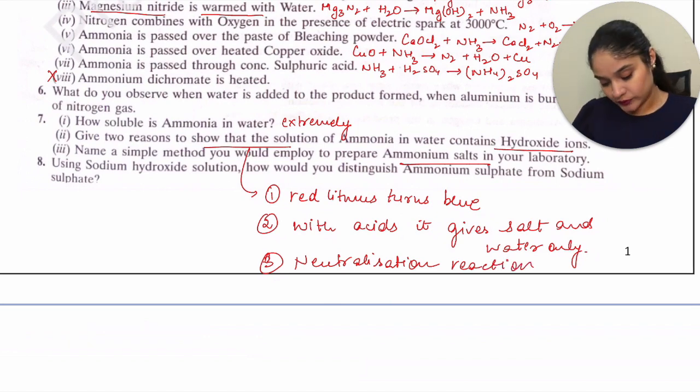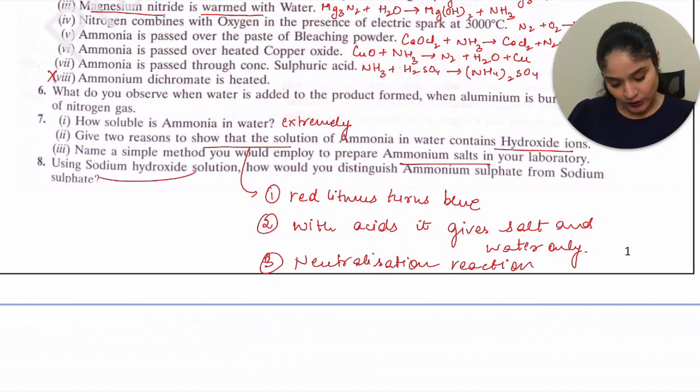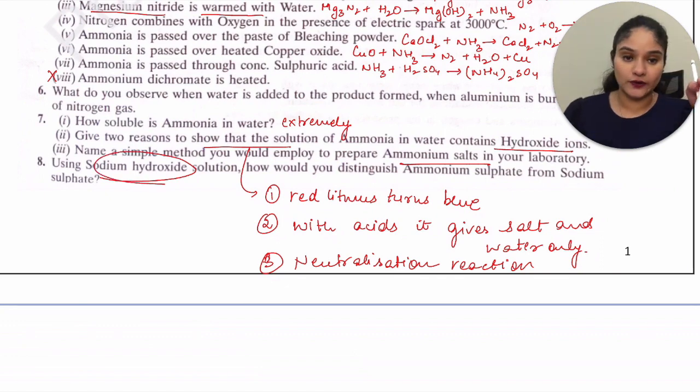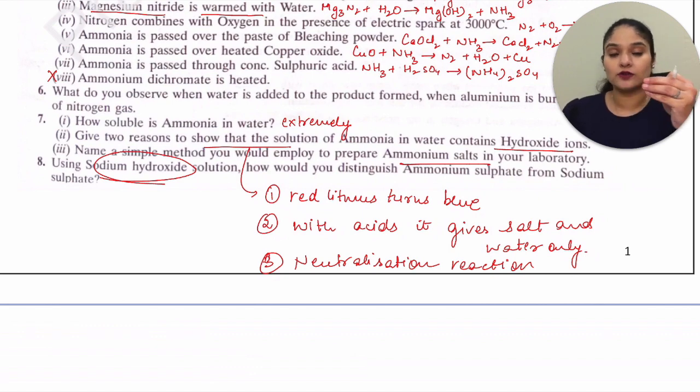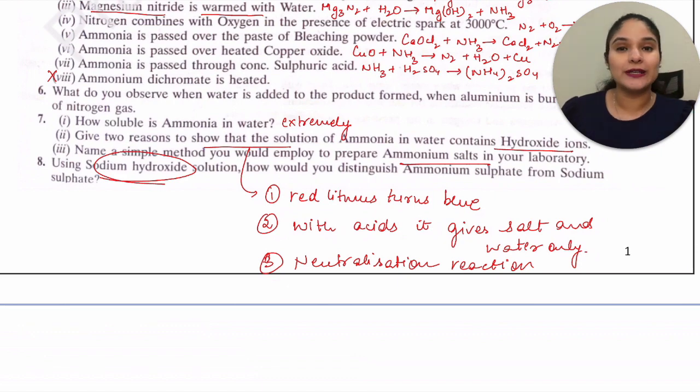Now moving on, using sodium hydroxide solution, how would you distinguish ammonium sulfate from sodium sulfate? So when sodium hydroxide is reacting with ammonium sulfate, what would happen? You can say a colorless gas is released, which gives white dense fumes with concentrated hydrochloric acid, whereas sodium hydroxide has no reaction with sodium sulfate. Okay, so no reaction. This is how you will be answering this question.